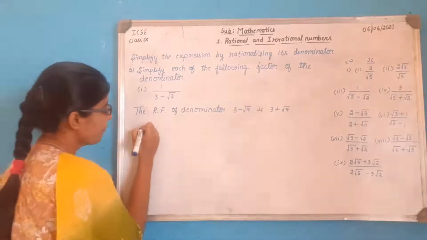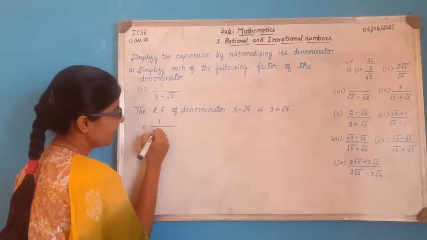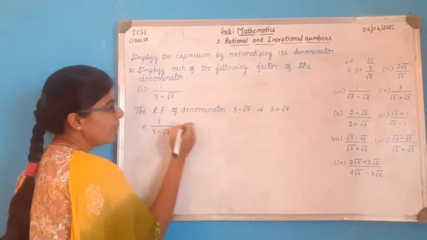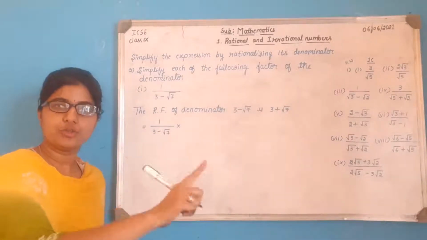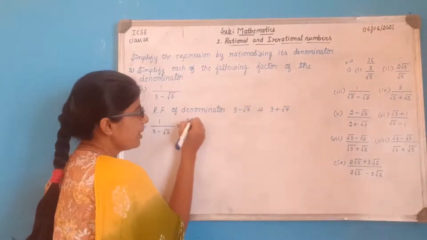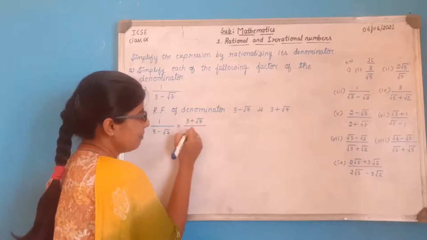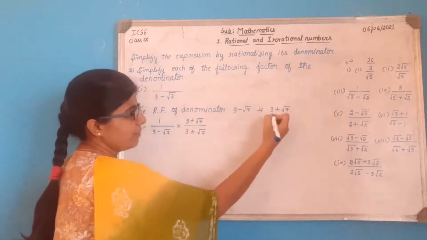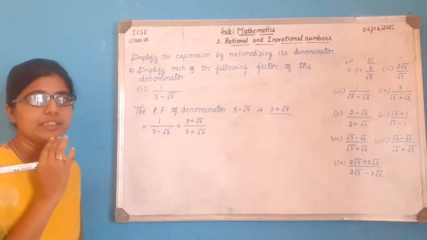Next we have to simplify the given question. That is 1 divided by 3 minus root 7. Multiply the rationalizing factor to both the numerator and denominator, so that is 3 plus root 7 divided by 3 plus root 7. The rationalizing factor should be multiplied for both numerator and denominator.